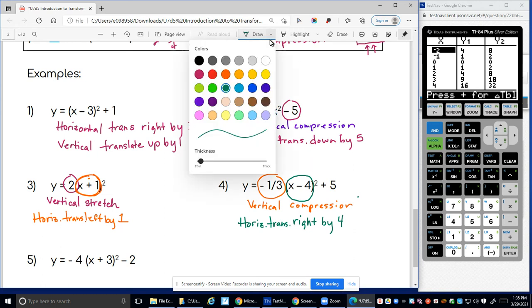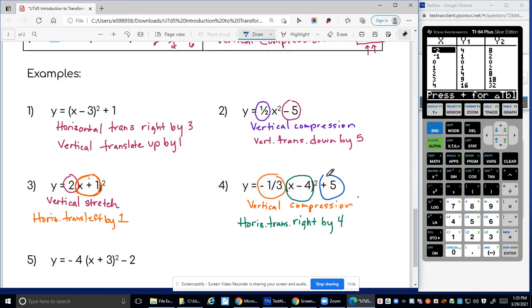Then we finally have this thingamabobby, plus 5 at the end. So that's up or down, right? And so that's vertical translation up, definitely up by 5.